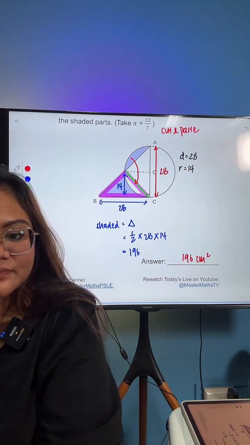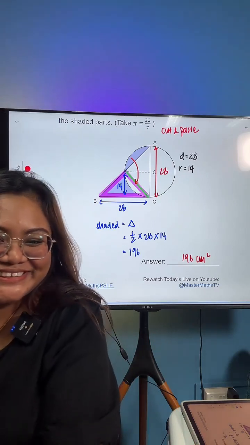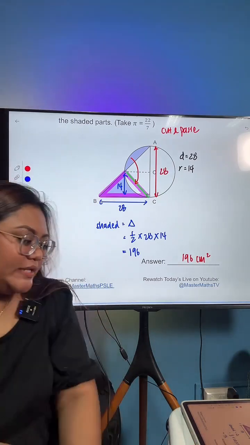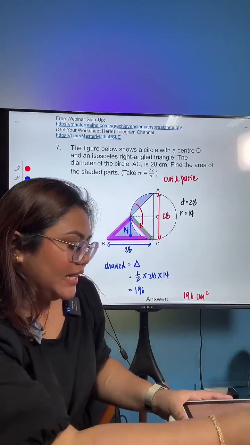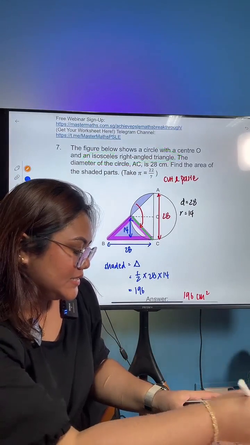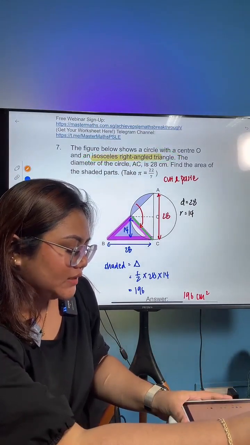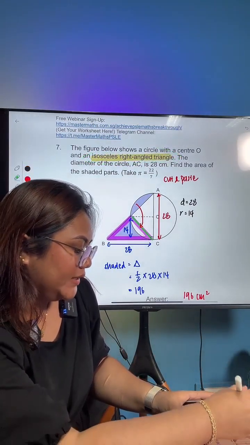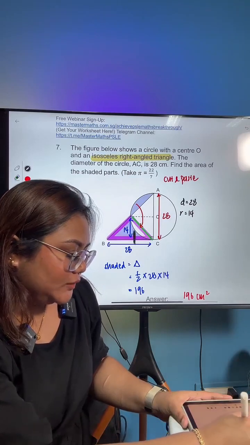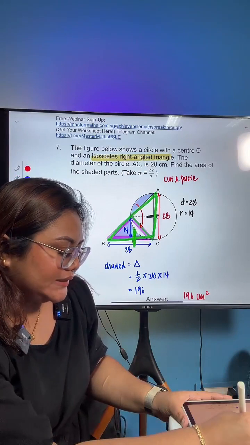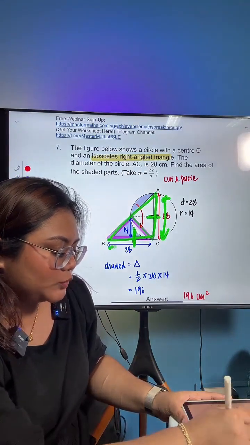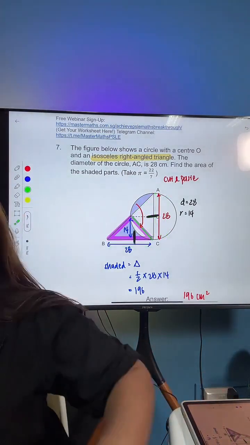Well, good. Why is the base 28? Because the question says isosceles right-angled triangle. Isosceles means, let me highlight this part for you, two sides are equal, right? This side is equal to this side. My right-angled triangle here is isosceles. So if this is 28, below is also 28, okay? Got it?